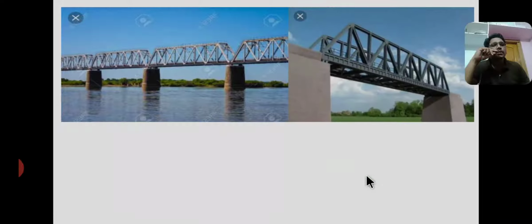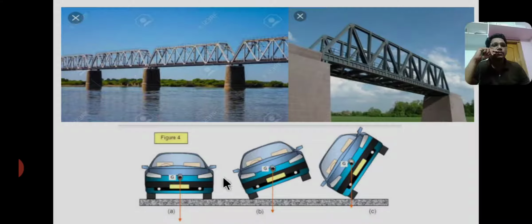Now these are the examples for civil structures. Now this is an example for automobile parts. So the concept of inertia is very useful in design of civil structures as well as in design of mechanical components and automobile components.